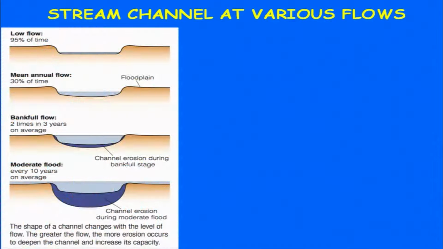Welcome back. In the last lecture we discussed the relation between the carrying capacity and the discharge and its effect on erosion. Now, the channel pattern, if you see, will vary during the monsoon season or during the flooding state. This is what has been shown: the channel depth and the shape of the channel during low flow, mean annual flow, bank full flow, and finally during the moderate flood.